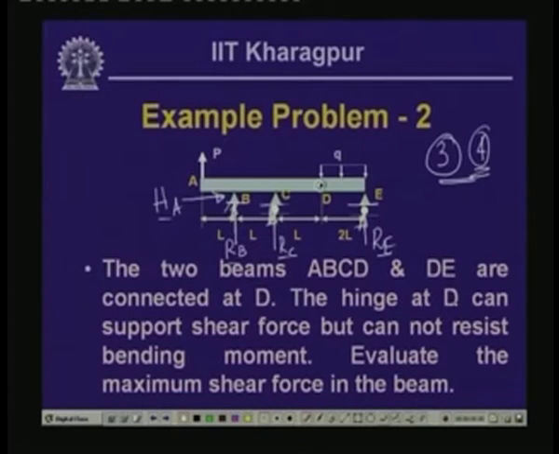Now, this additional equation can be generated from the criterion that the beam has an articulation, wherein this articulation can take the shear, but cannot resist bending moment. So, if we take the moment of all the forces with respect to this particular point as 0, then we get an additional equation. Basically, here there are two beams which are interconnected at this particular point. So, if we compute the value of the reactive forces, then we can evaluate the shear force diagram, based on which we can find out the maximum shear force in the beam.